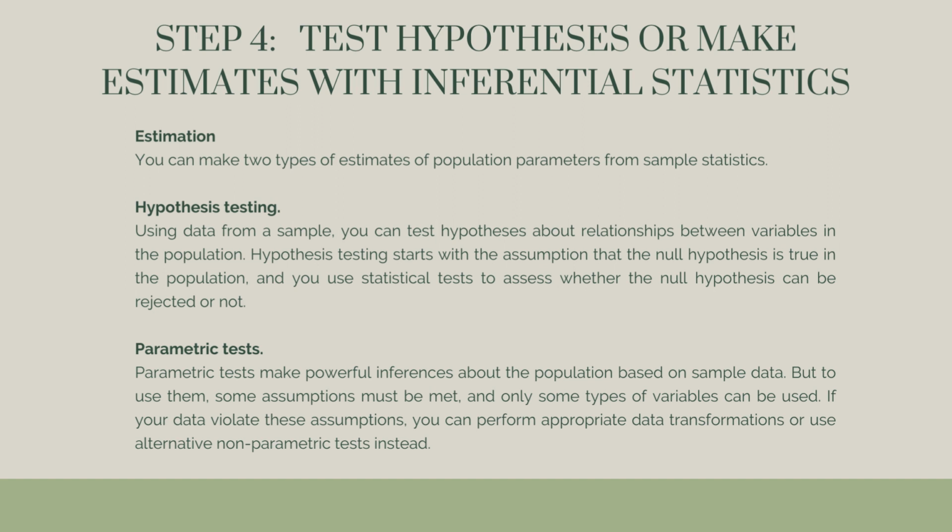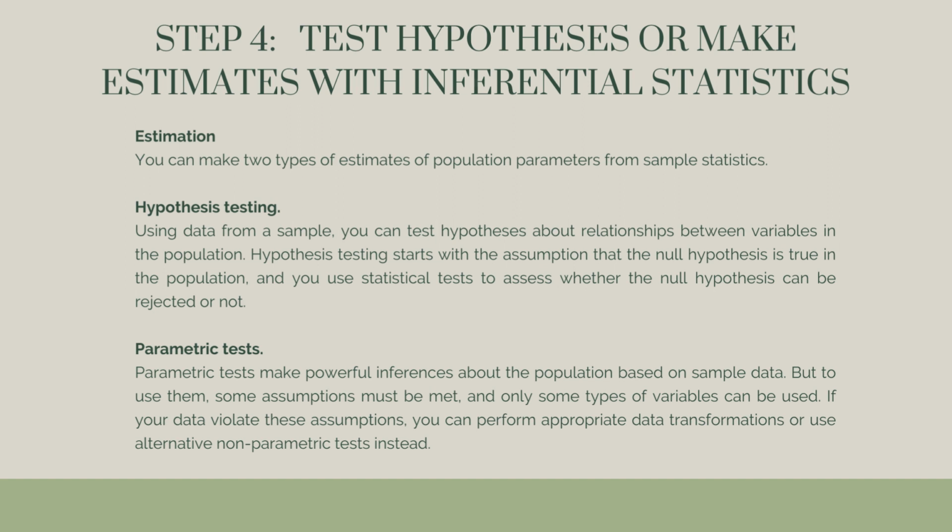Statistical tests come in three main varieties. Comparison tests assess group differences in outcomes. Regression tests assess cause and effect relationships between variables. Correlation tests assess relationships between variables without assuming causation.